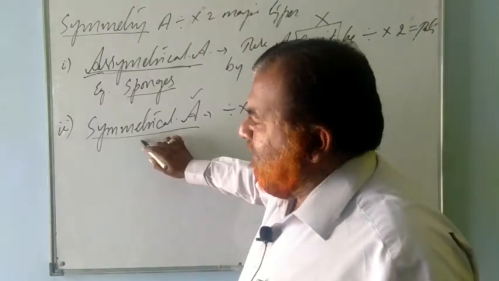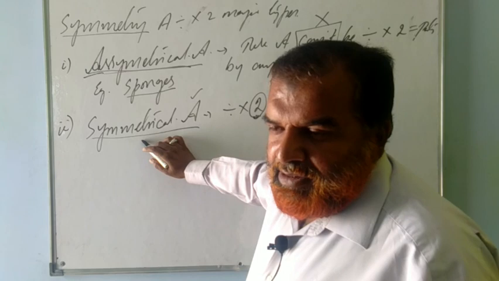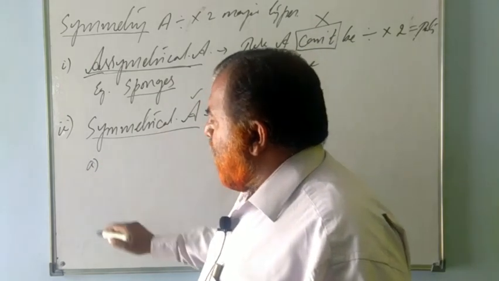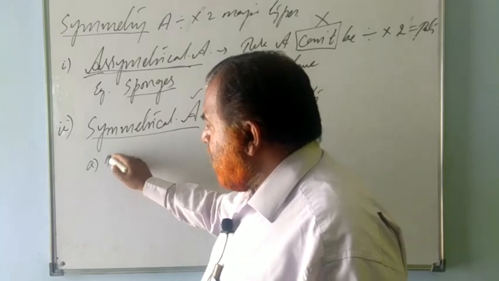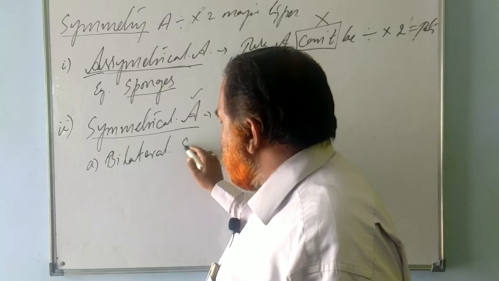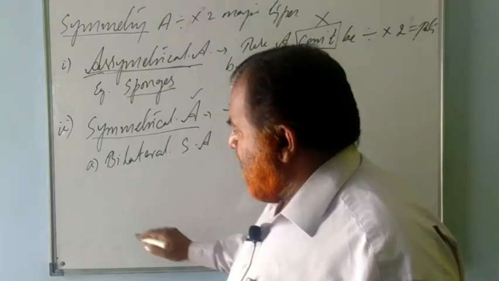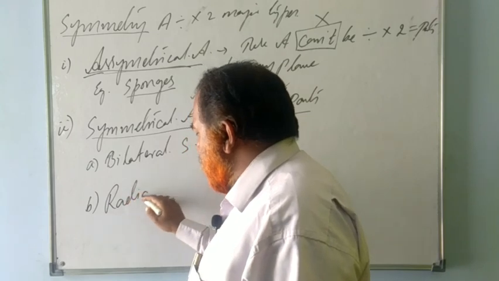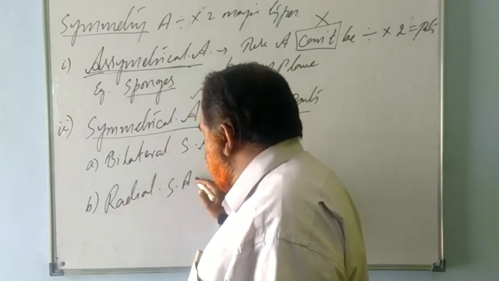Now further, the second major type of classification of animals, that is symmetrical animals, is further divided into two types. One is known as bilateral symmetry, bilaterally symmetrical animals. The other is known as radial symmetry, radially symmetrical animals.